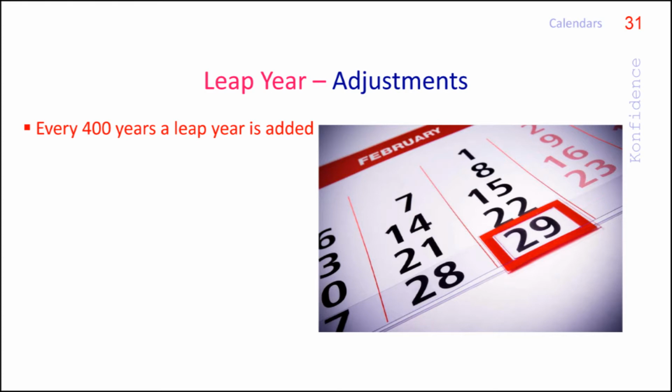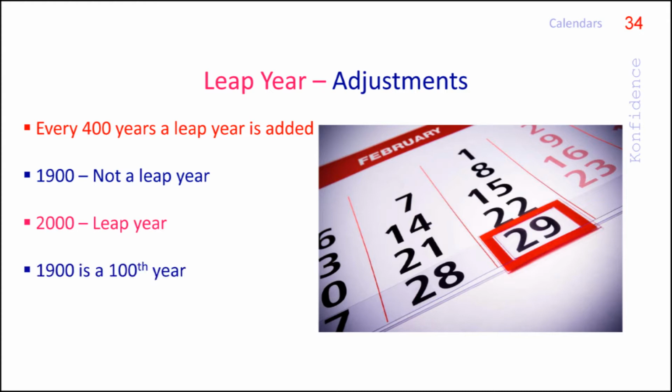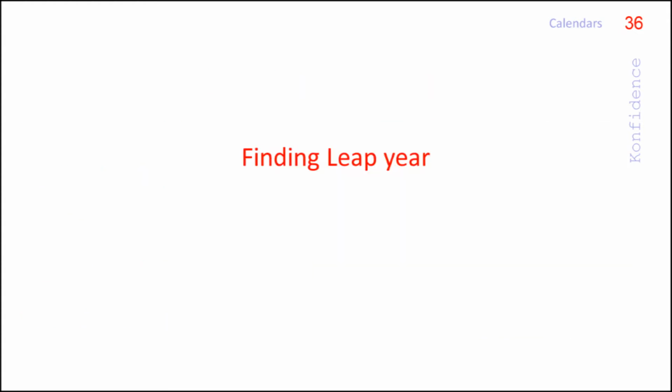Every 400 years, there is a leap year added to the leap year that was taken away. For example, year 1900 is not a leap year, but year 2000 is a leap year. Why? Because 1900 is a 100th year and 2000 is a 400th year. Note that all 400th years will be 100th years as well, and therefore we say that a leap year is included every 400 years. Knowing how to find a leap year is the key to understanding calendars.